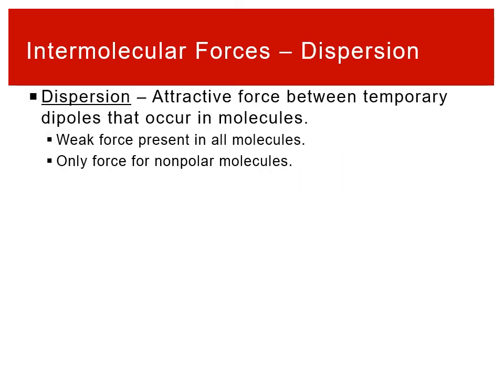Finally, we have dispersion. Dispersion is another type of intermolecular force, the third and final type that we're going to talk about. It's another attractive force, and it's still between dipoles. Dispersion is still between dipoles. You'll note everything is an interaction between dipoles. That's how you get these charge separations. But you'll note this time it's for temporary dipoles.